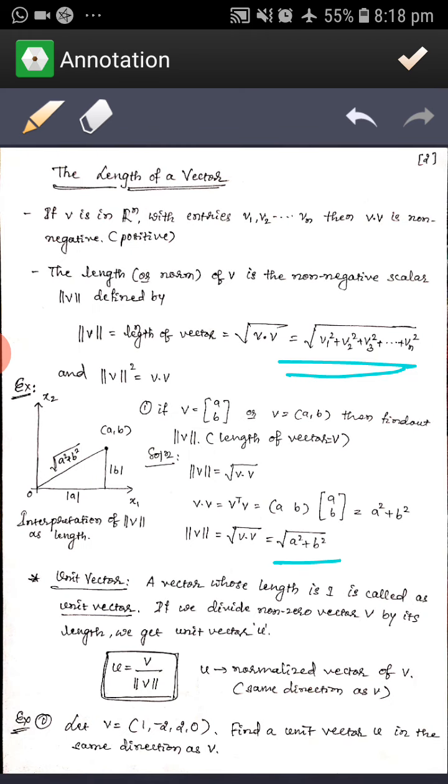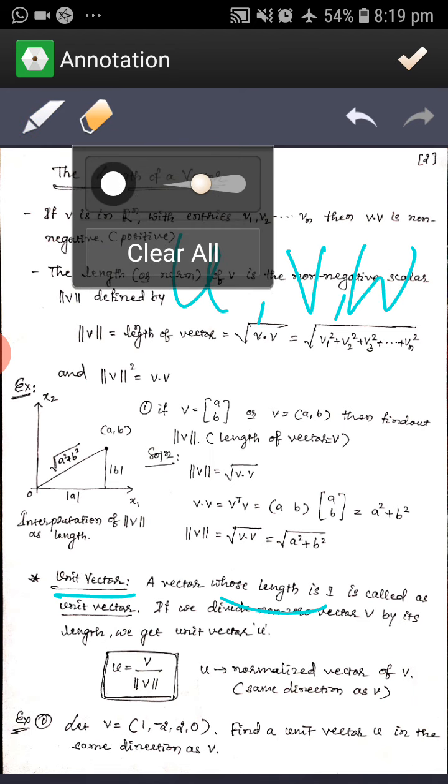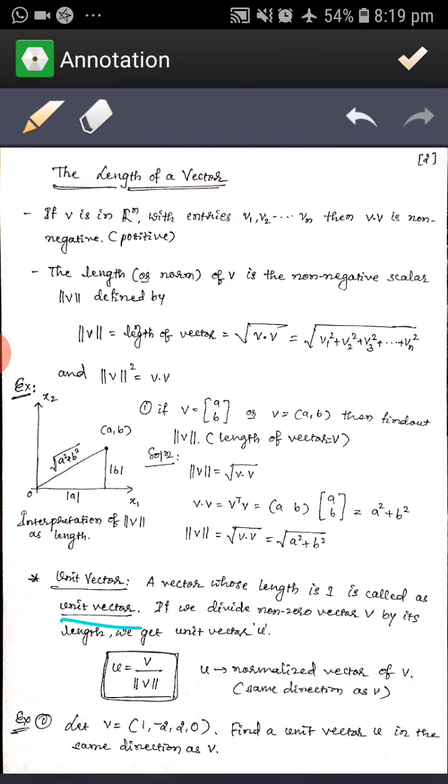Then after knowing the length of the vector, what is a unit vector? A unit vector is a vector whose length is 1. Suppose you have any vector like u or v or w, whatever it is, and the length of the vector is 1, then we call it a unit vector. Then how do we calculate that one?